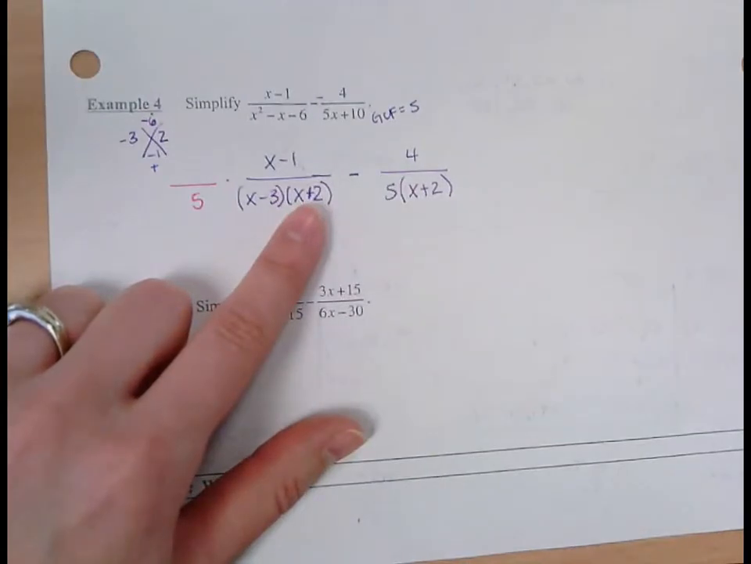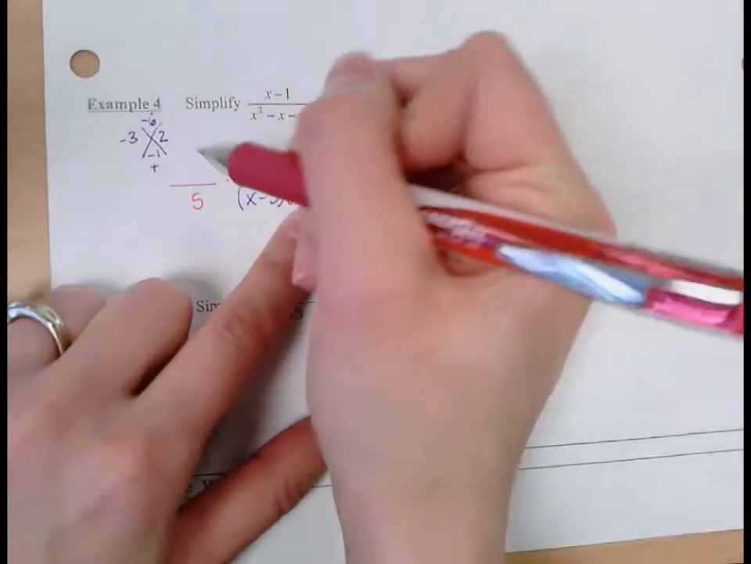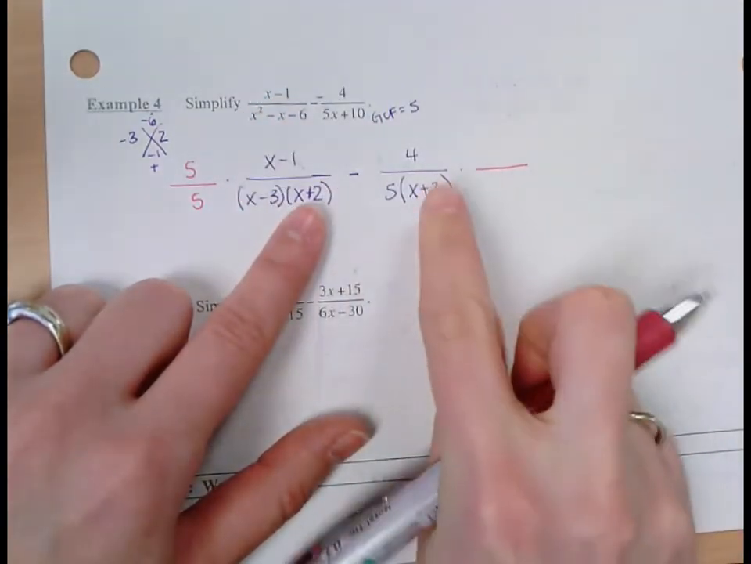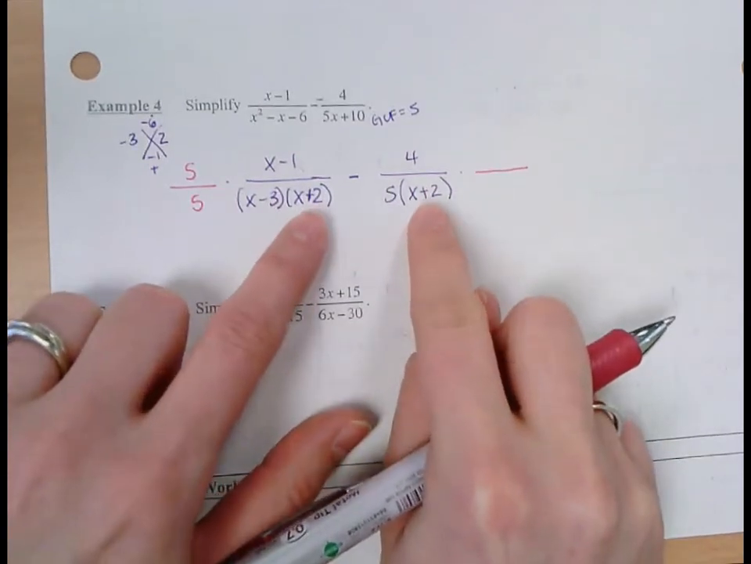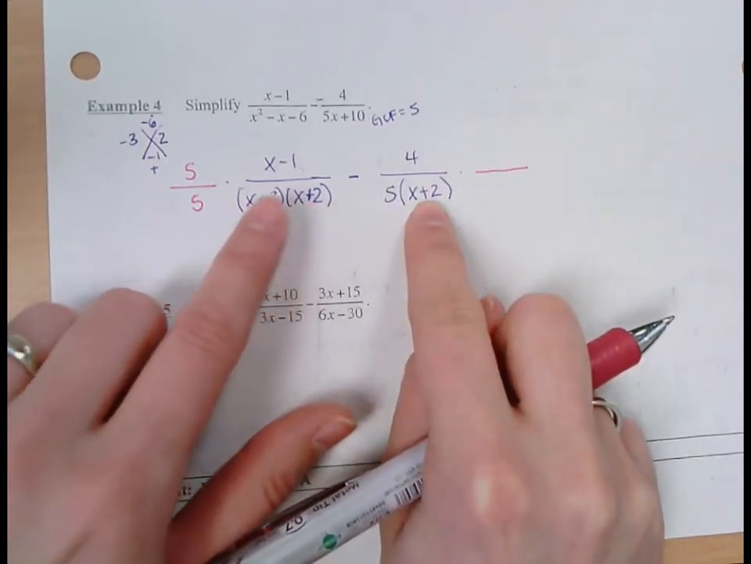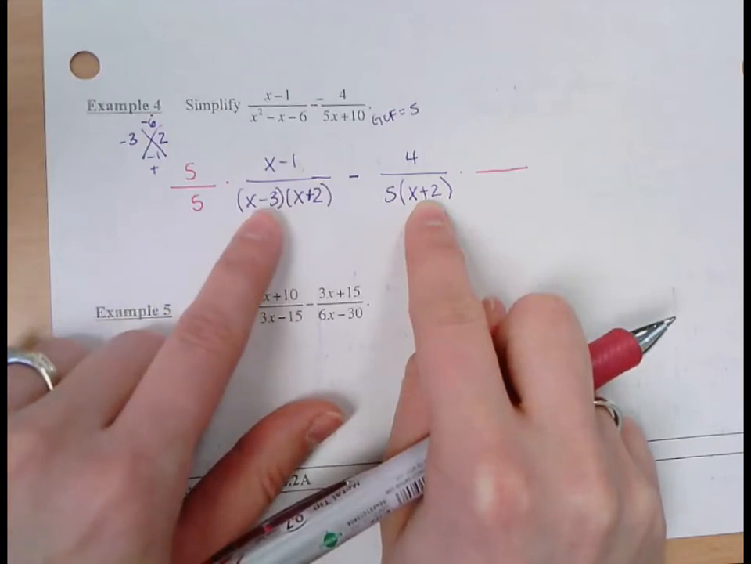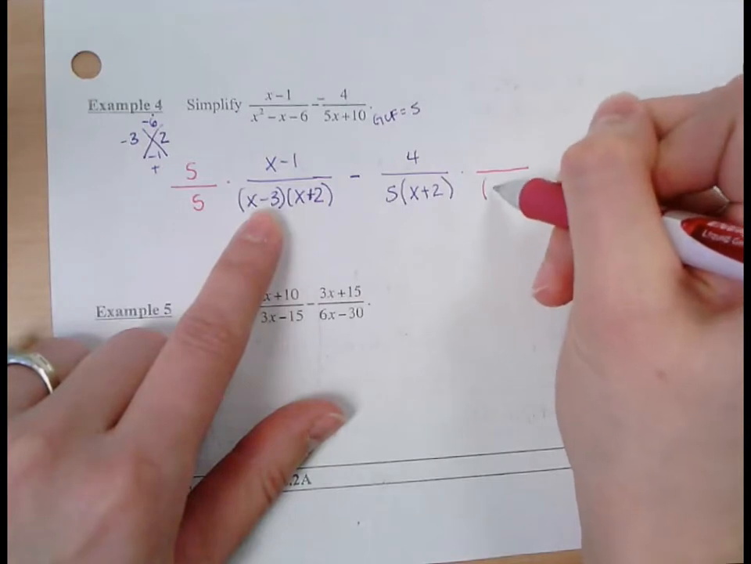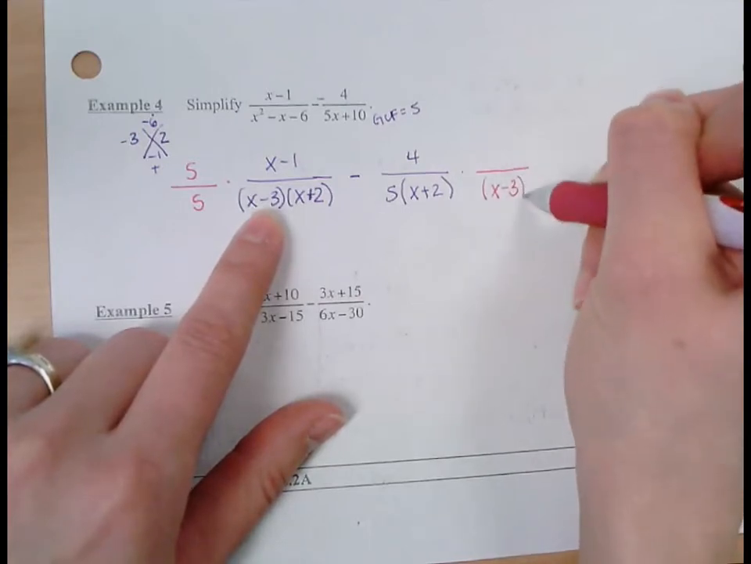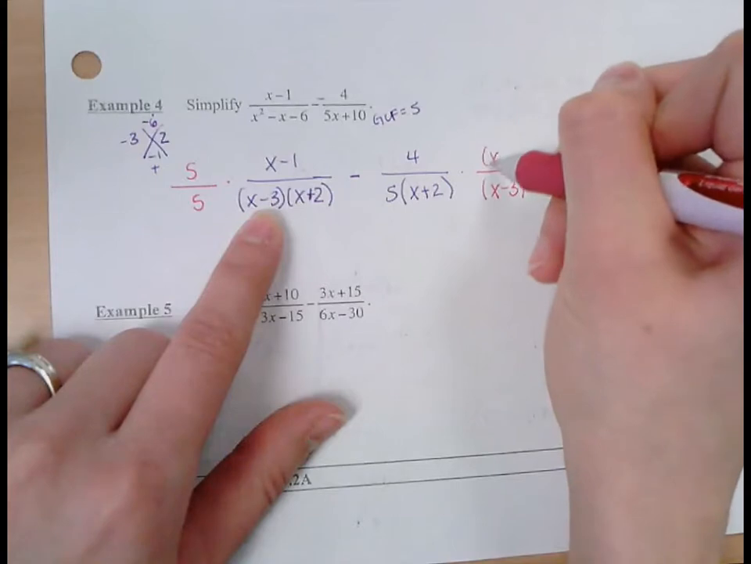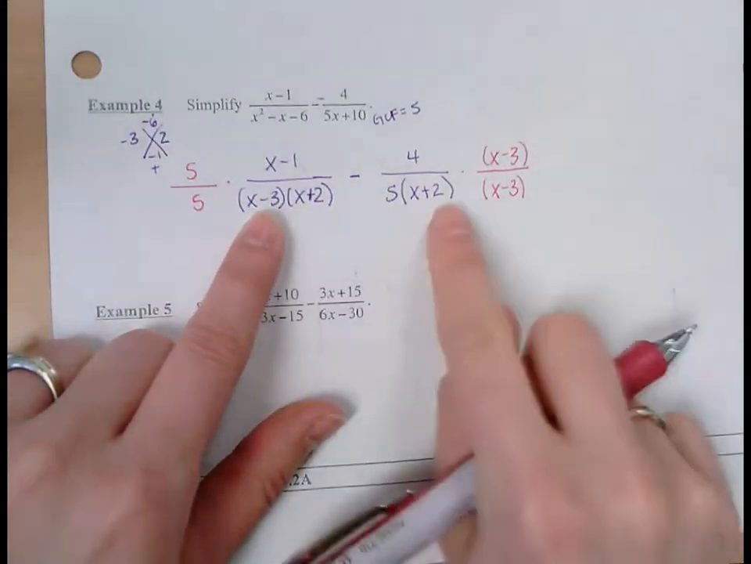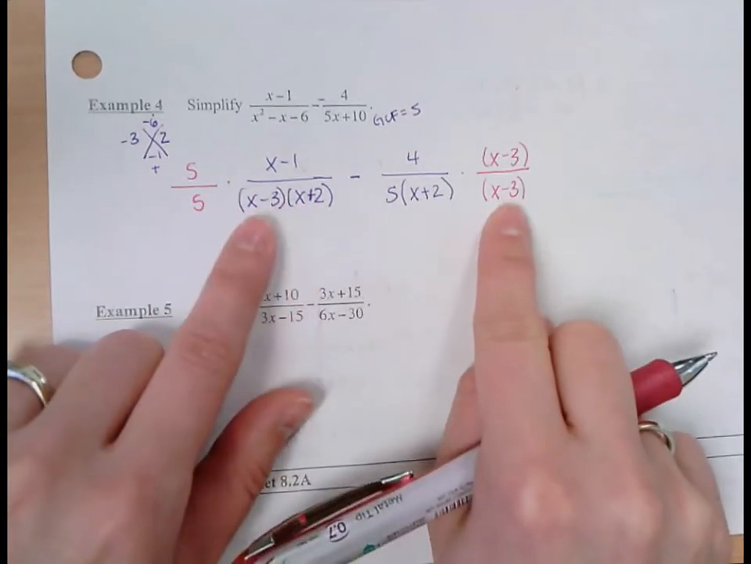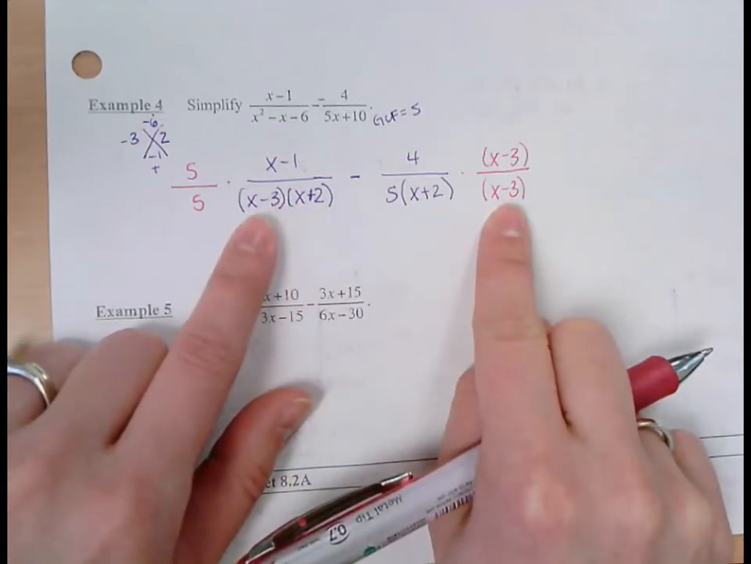So that first fraction needs a factor of 5, and I would have to multiply by 5 on the top as well. Then for the second fraction, again, they share an x plus 2, but the first fraction has an x minus 3 that the second one doesn't have. So I'd have to multiply the second fraction by x minus 3, and I have to multiply by x minus 3 on the top as well. So then both denominators will have a 5, an x plus 2, and an x minus 3. And they'll be the same.